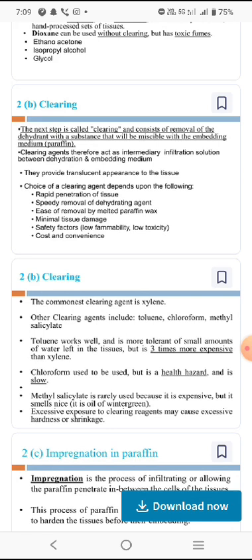The next step is called clearing and consists of removal of the dehydrant with substances that will be miscible with the embedding medium. Clearing agents therefore act as an intermediate between dehydration and embedding. They provide a translucent appearance to the tissue.